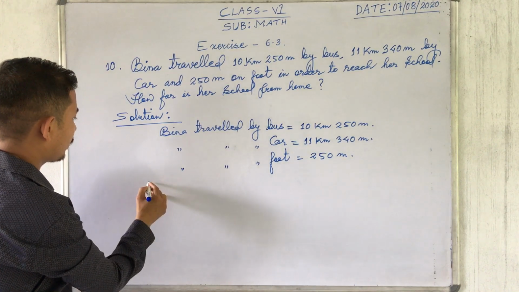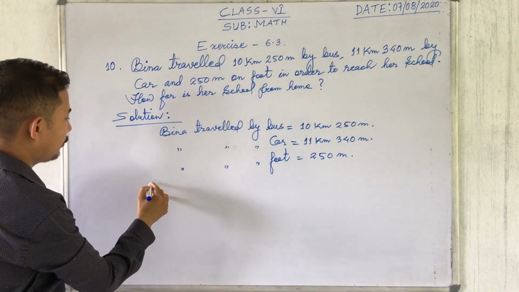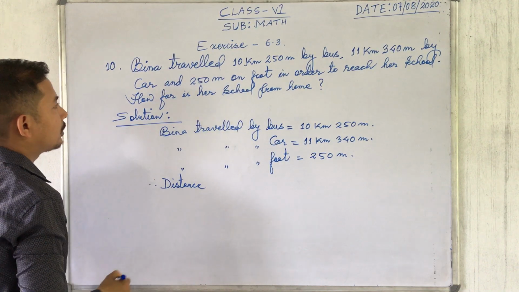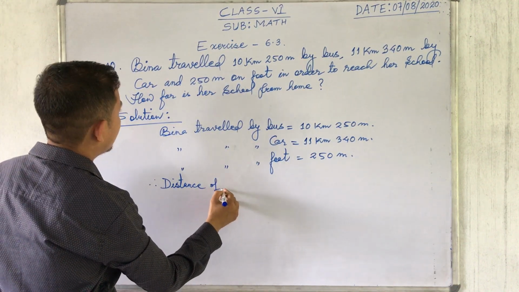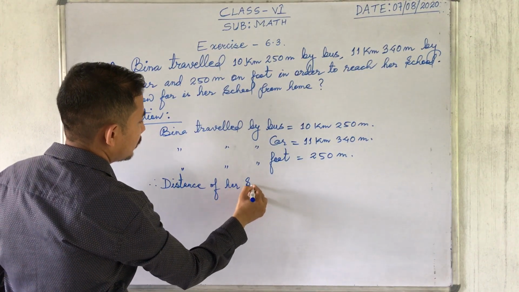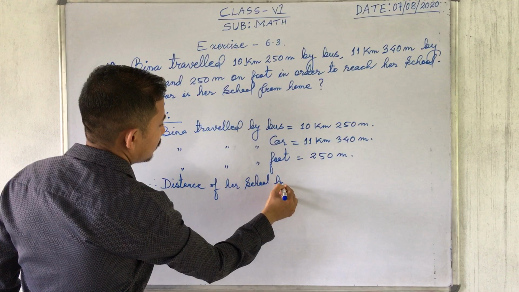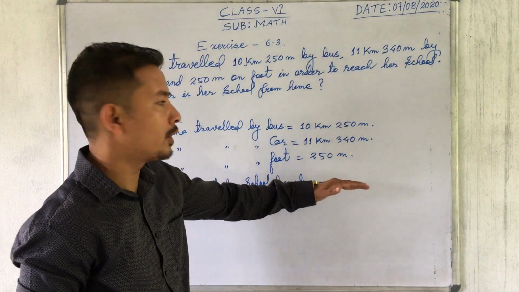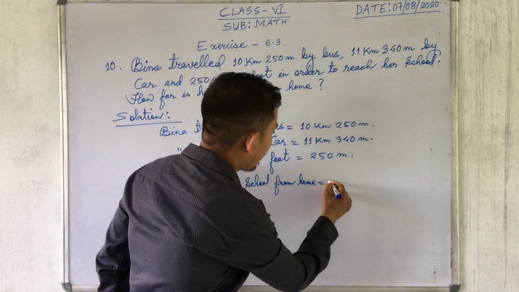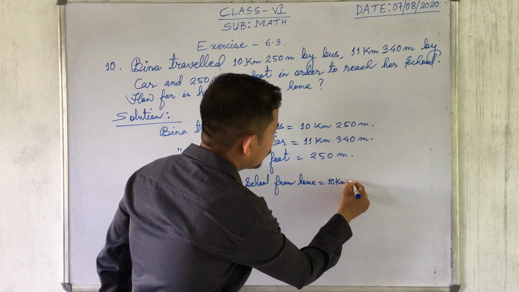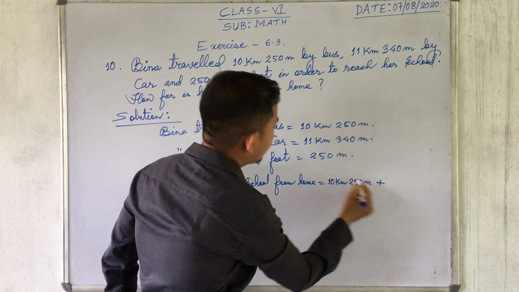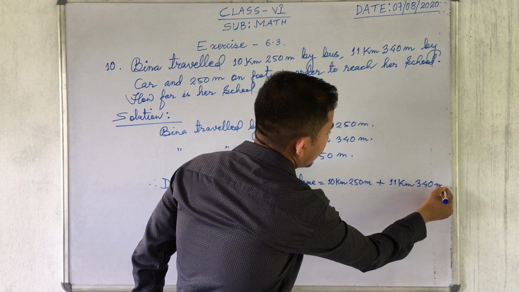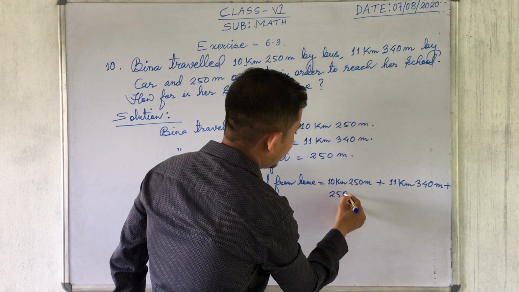So finally, here it is telling us how far is her school from home. So therefore, distance of her school from home. In this case also we have to add all this. If we add all this, whatever we get, that is the answer. Okay. So 10 kilometer, 250 meter, plus 11 kilometer and 340 meter, plus 250 meter.